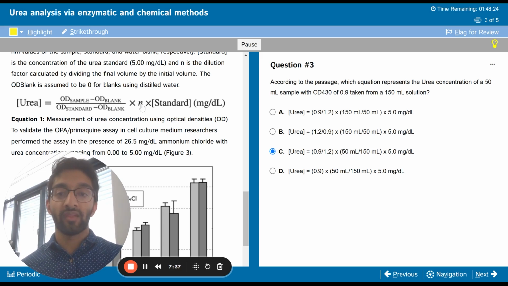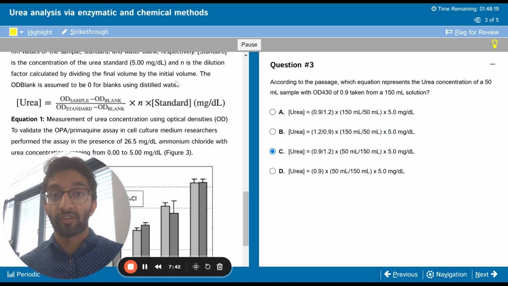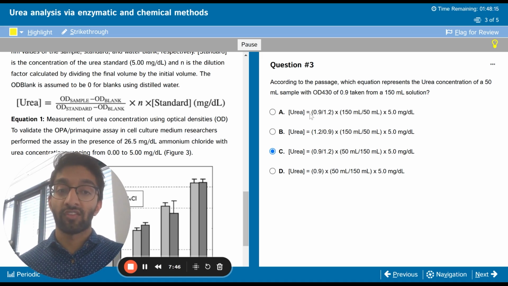Because that requires focused reading and understanding of what these terms mean, and not just assuming that, hey, N means, I don't know, number of molecules, when it actually means dilution factor, for instance. So just be careful of that, and you'll see that this question is actually quite simple, because we just need to figure out, first of all, is it 0.9 over 1.2 or 1.2 over 0.9, and then secondly, is it 150 over 50 or 50 over 150?